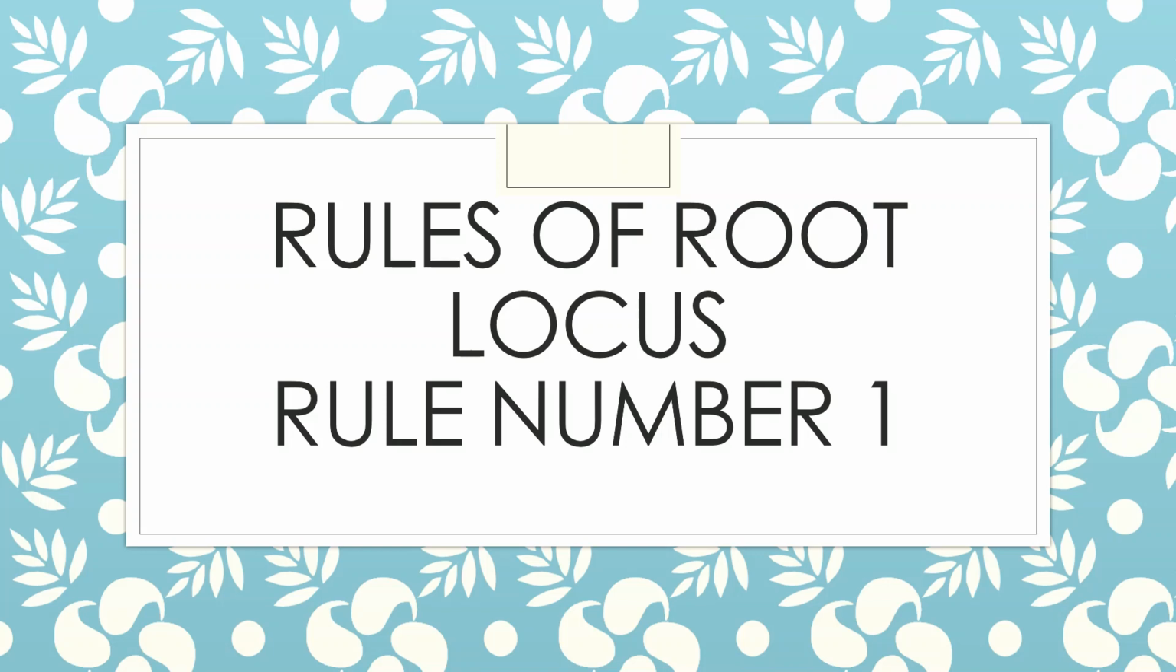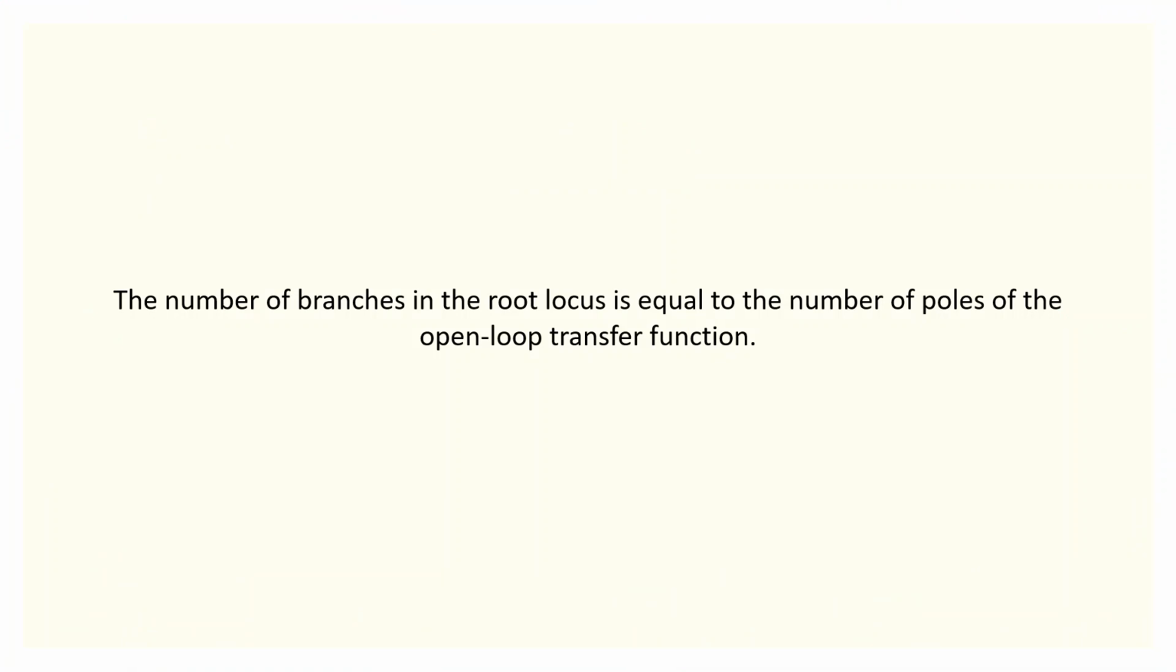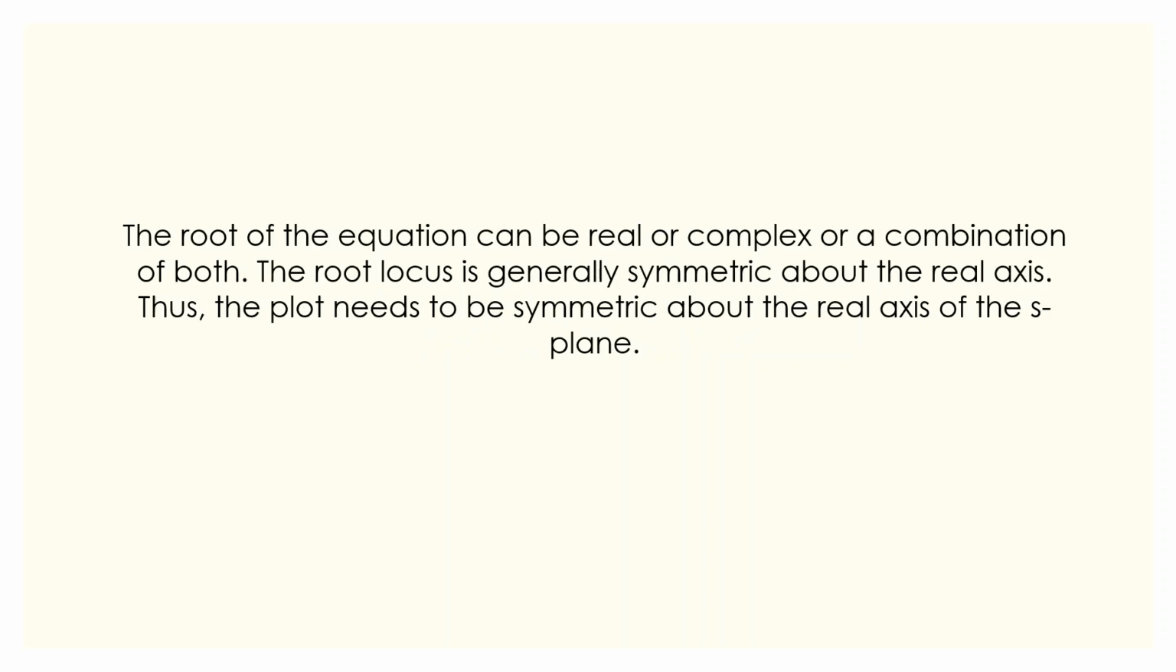What rule number 1 states is that the number of branches in the root locus is equal to the number of poles of the open loop transfer function. We can also say that the roots of the equation can be real or complex or a combination of both. The root locus is generally symmetrical about the real axis. Thus, the plot needs to be symmetrical about the real axis of the S-plane.